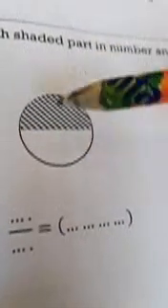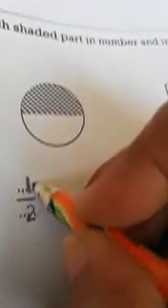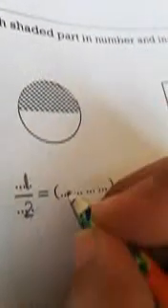The second one, the number under the fraction line tells you how many all parts. 1, 2. We write 2 under the fraction line. And the number on the top tells you how many colored parts or shaded parts. How many shaded parts? 1. We write 1. It is read as 1/2.